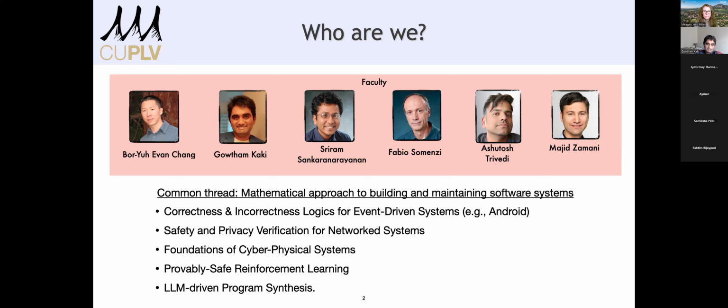The second is safety and privacy verification for network systems. As I mentioned at the beginning of the talk, distributed systems and network systems are, without introducing any AI into the picture, already really complicated. You have systems that span the entire globe, geo-distributed systems. So how do you ensure that these are safe, as in robust?